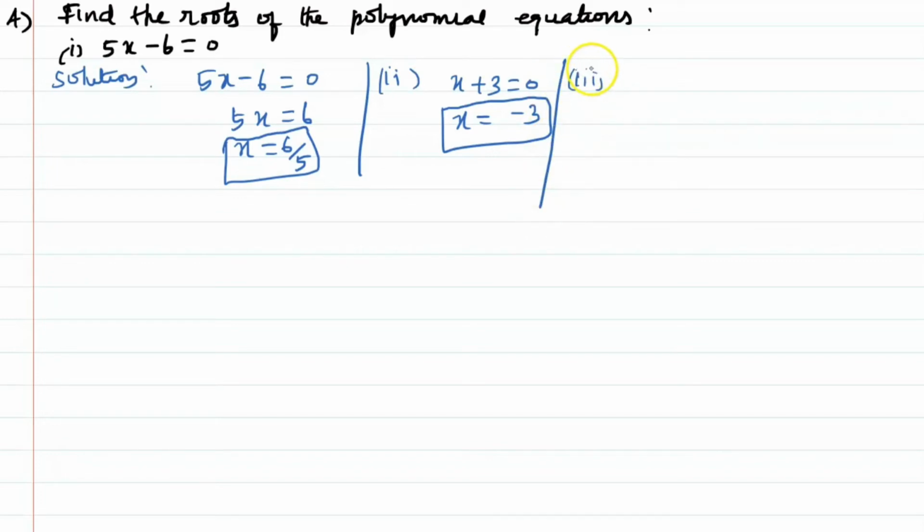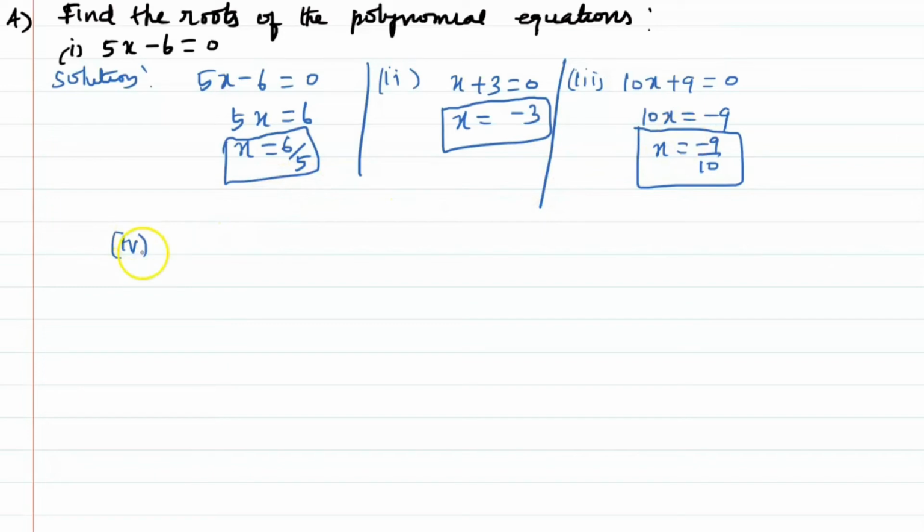Next, third one, 10x plus 9 is equal to 0. So 10x is equal to minus 9, x is equal to minus 9 by 10. So fourth one, 9x minus 4 is equal to 0. So 9x is equal to 4, x is equal to 4 by 9.